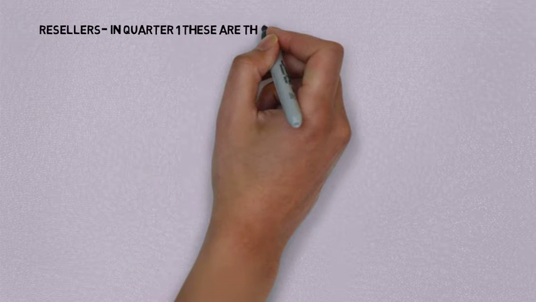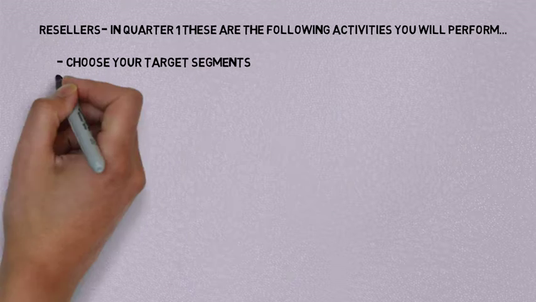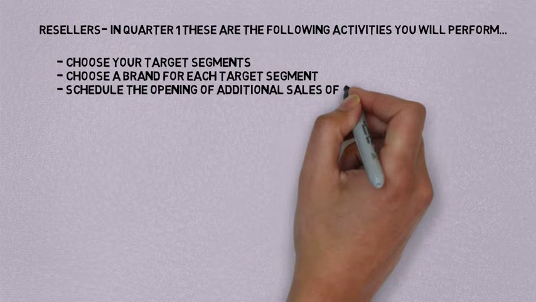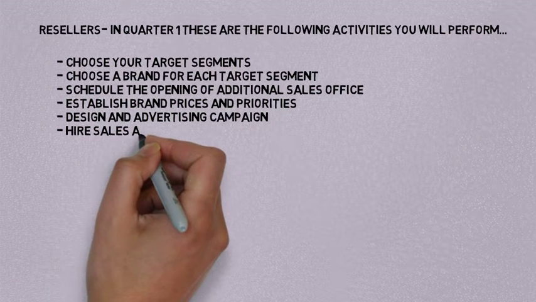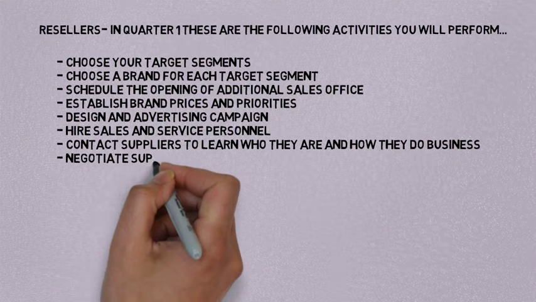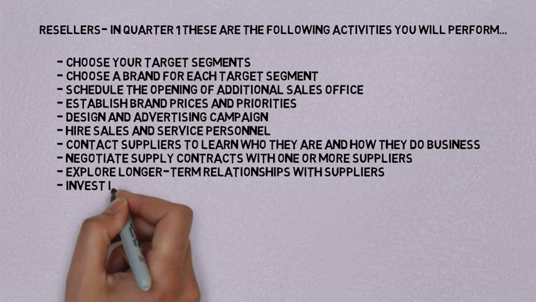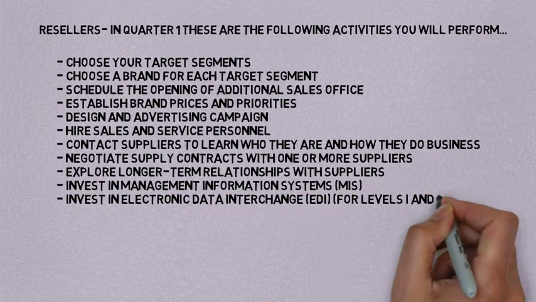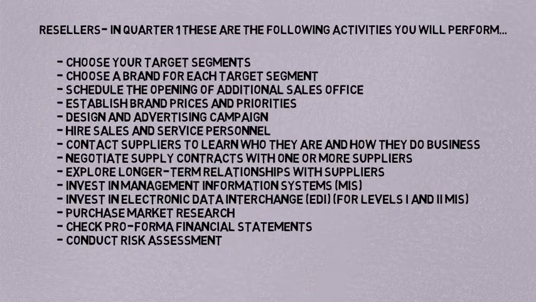Resellers, get prepared because in quarter one, there are the following activities that you will have to perform. Choosing your target segments, choosing a brand for each target segment, scheduling the opening of additional sales offices, establishing brand prices and priorities, designing an advertising campaign, hiring sales and service personnel, contacting suppliers to learn who they are and how they would like to do business, negotiating supply contracts with one or more suppliers, exploring longer-term relationships with those suppliers, investing in management information systems as well as electronic data interchange should you choose Level 2 or Level 3 MIS, purchasing market research, checking pro forma financial statements, as well as conducting risk assessments.